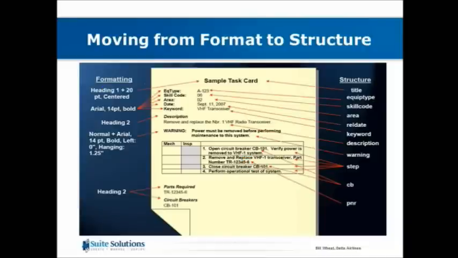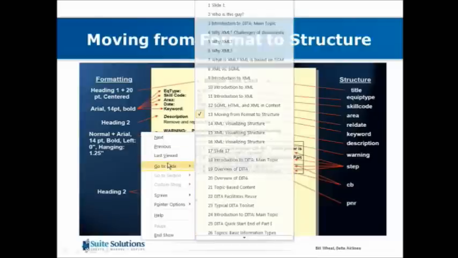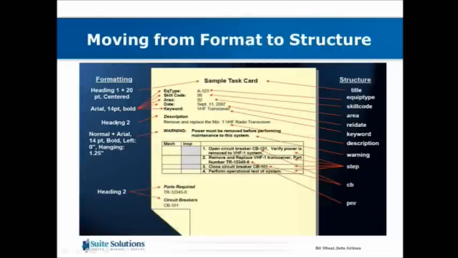Let's go through the process together of moving from format to structure. If I look at a very simple procedure, a simple task card, at the left we see some formatting. We're all used to looking at styles, like Heading 1. In this case, someone applied a style, and then applied custom formatting or overrode it. In any case, we have a Heading 1. We have a Heading 2. We have some content here, equipment code and skill code, that is styled a certain way. We have a warning that's really normal. We have a table here. And we have a Heading 2, and some other content.